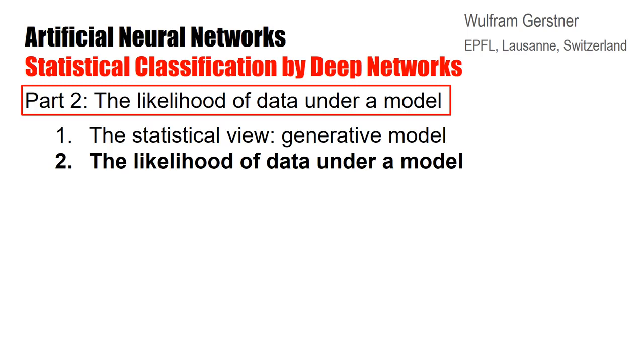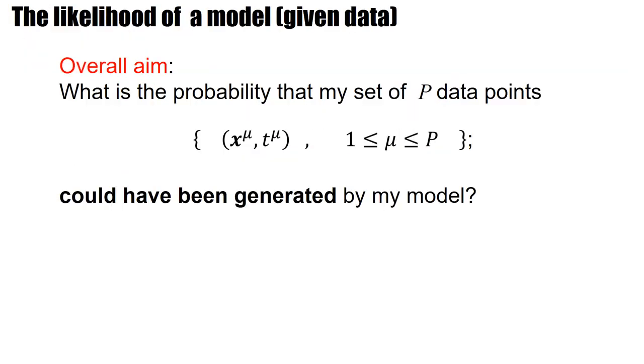This video covers the likelihood of data under a given model. The overall aim is to describe the data sets with inputs and outputs, with inputs and targets, by a model and answer the question, what is the probability that this set of p data points could have been generated by my model?